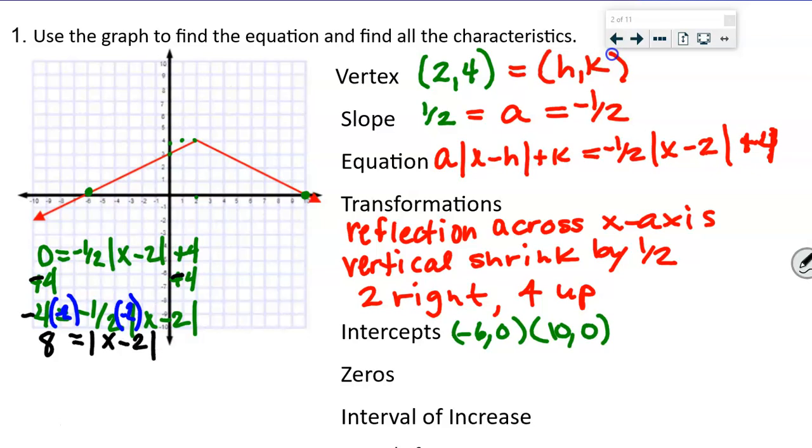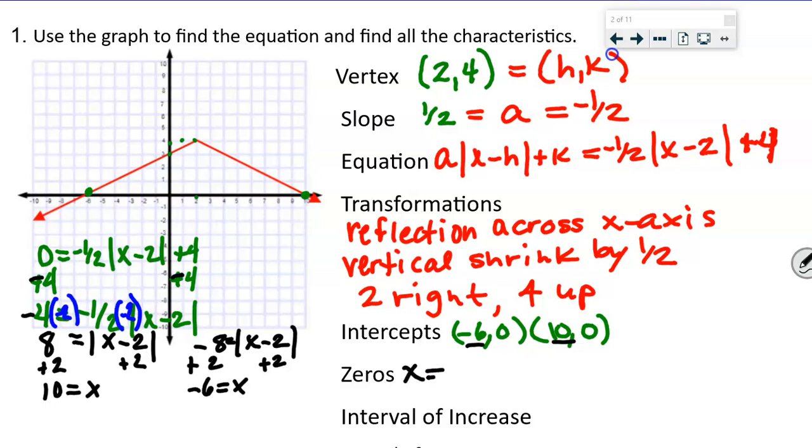And hopefully you remember that we have to solve for both a positive 8 and a negative 8. So I'm going to do that here. So I'm going to add 2 to both sides here. That's going to give me negative 6 equals x, which is what we had right there. And add 2 here. That's going to give me 10 equals x here, which is what we had there. And remember that these are also our zeros, so we can say x equals negative 6 and x equals 10.